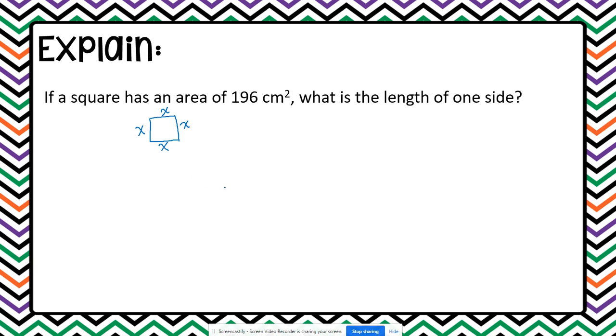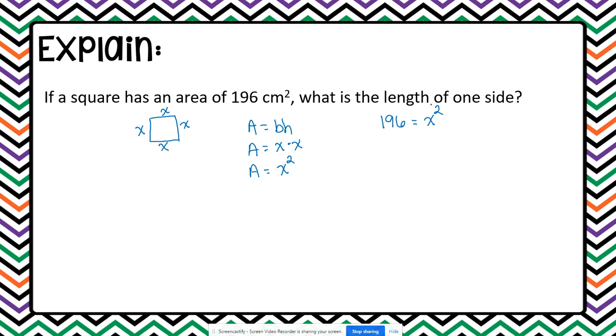Well, I know that to find the area of a parallelogram, which is what a square is, I would multiply base times height, or length times width. In this case, the base would be x, and the height would also be x. So really, my area is x times x, which is the same as x squared. I know that my area is 196, so 196 equals x times x, or x squared.